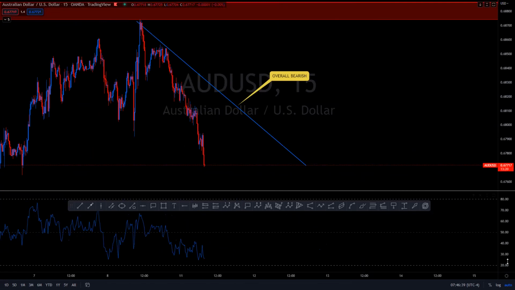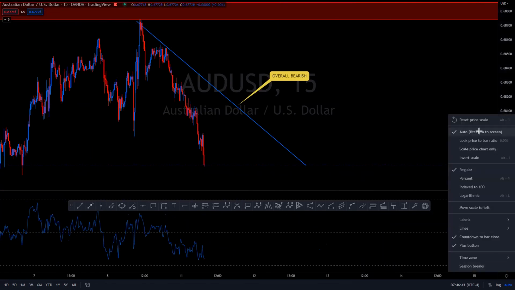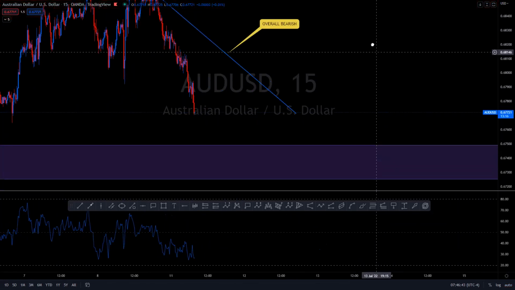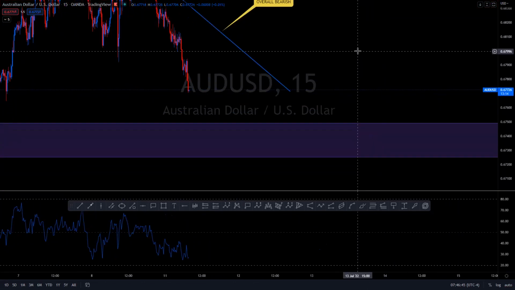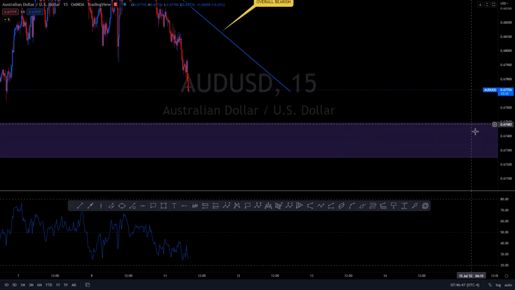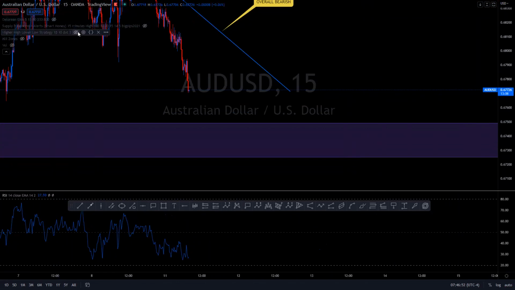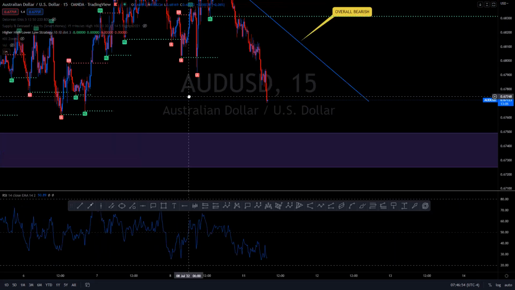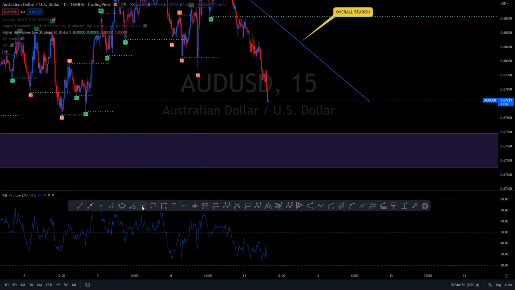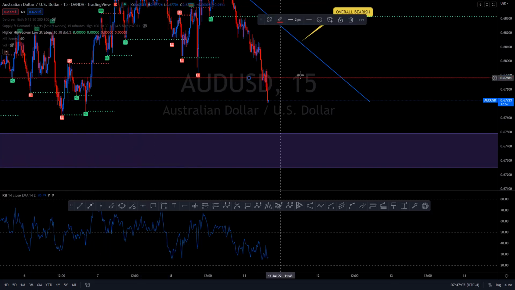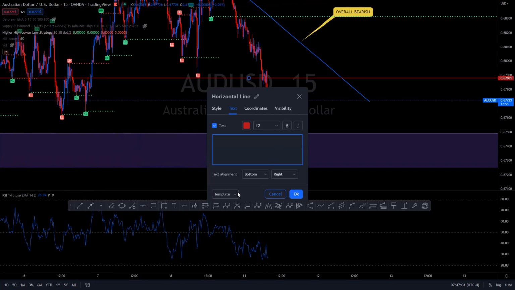So let's do this. So now that we're at the 15-minute, what we can do is we could turn on our higher high and lower low strategy indicator, look for the most recent high, the most recent low. So if I feel that price is going to buy back up, then I'll probably look for this low here. And this is going to be the break and retest for the buy.